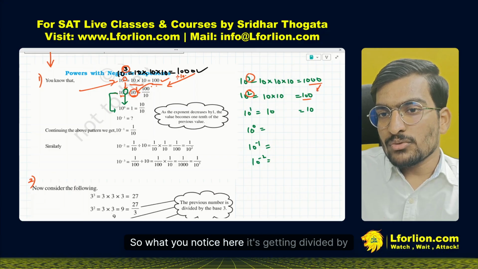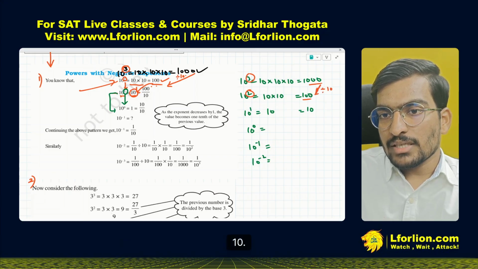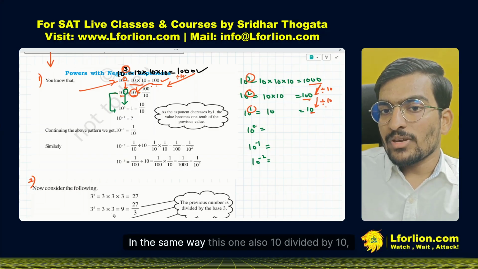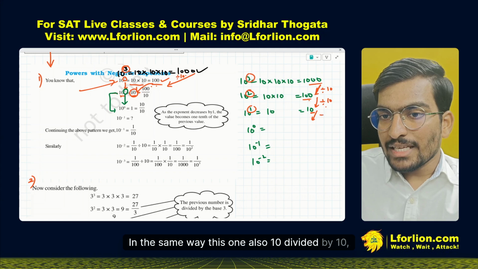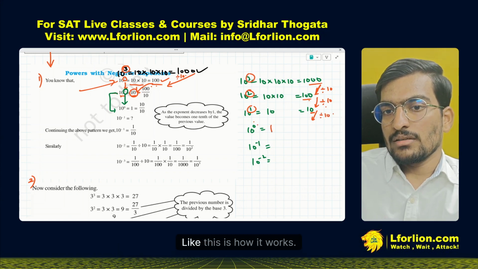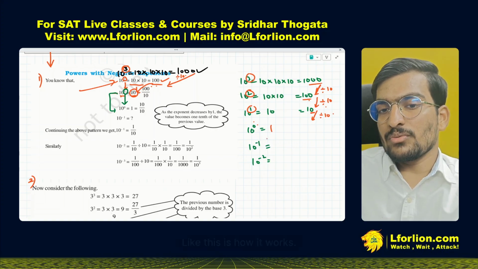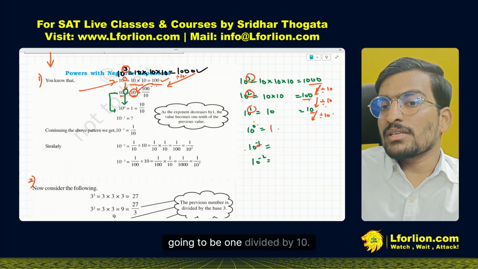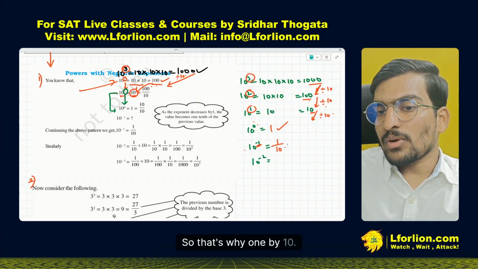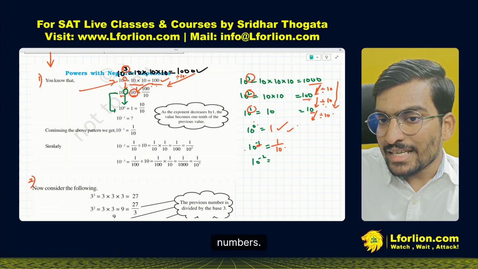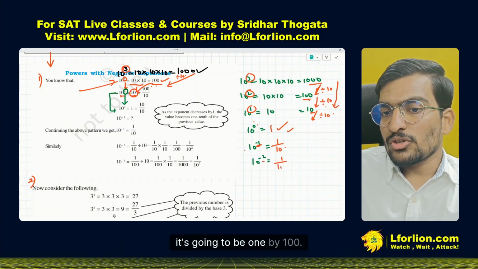So what do you notice here? It's getting divided by 10. Whenever the power goes down by 1, it's getting divided by 10. 100 divided by 10 is 10. In the same way, 10 divided by 10, that's going to be 10 to the power of 0 is 1. Like, this is how it works. So 10 power -1 is going to be 1 divided by 10, so that's 1 by 10. So we just followed the pattern to get the next numbers. If it is this, it's going to be 1 by 100.